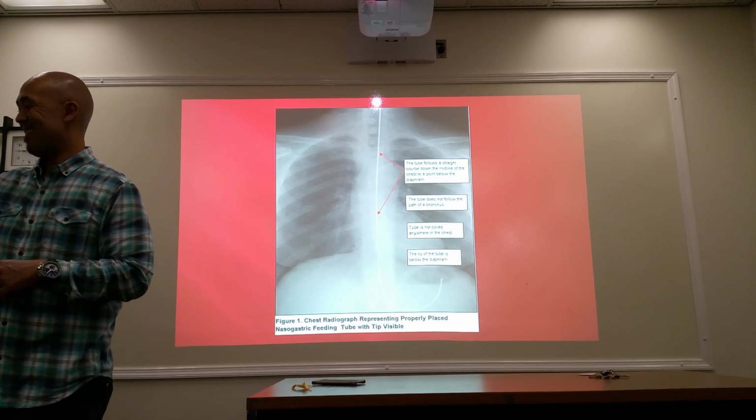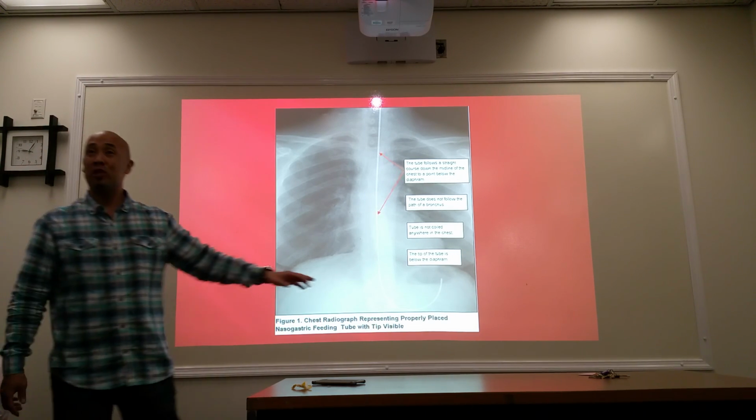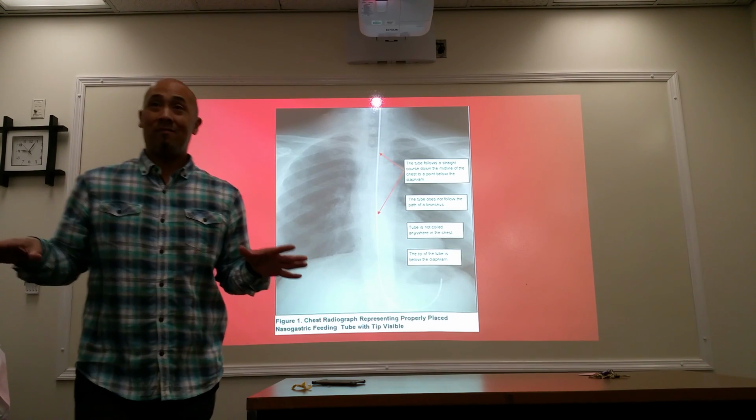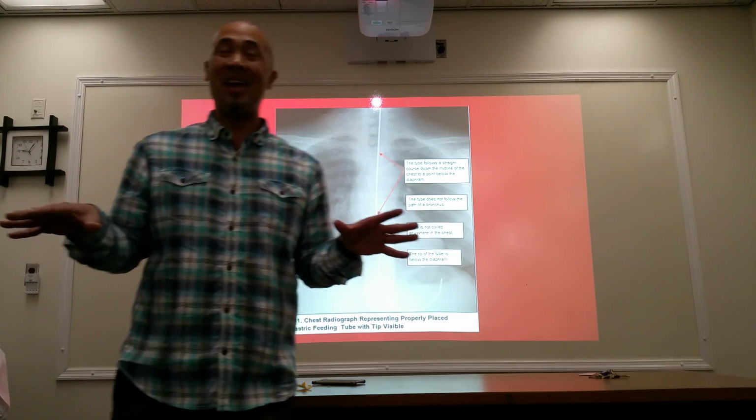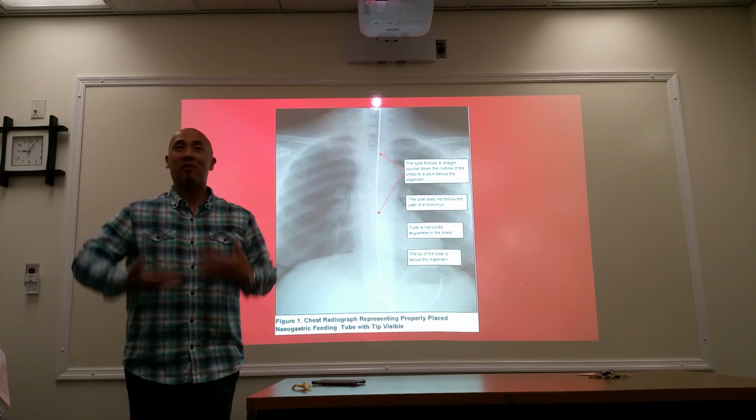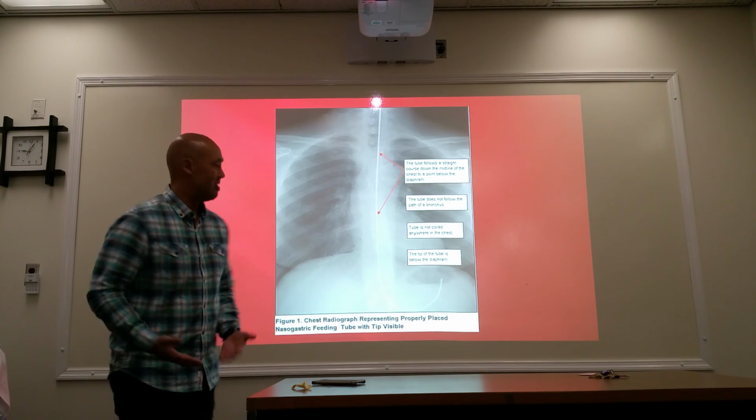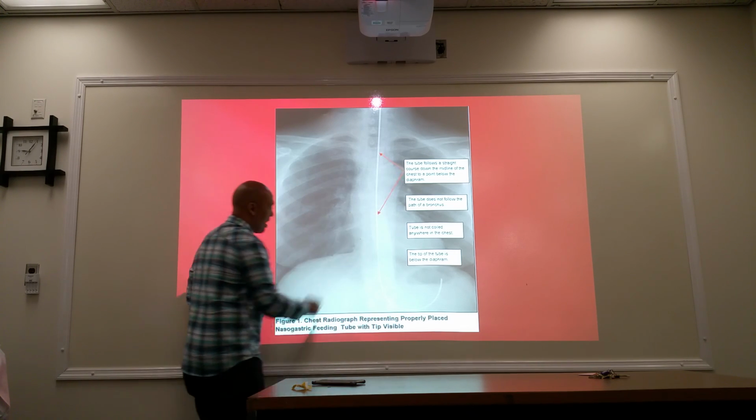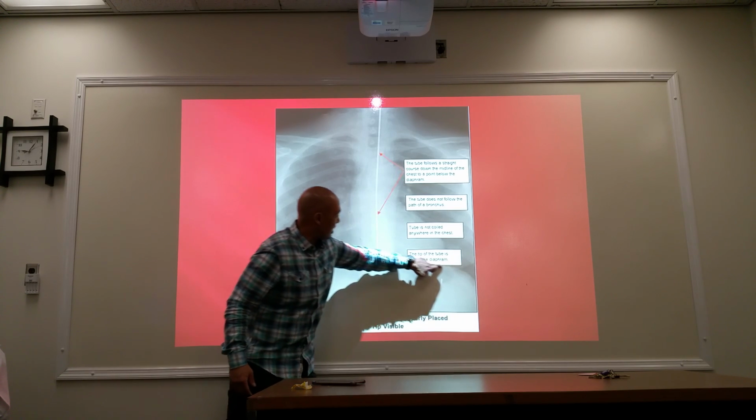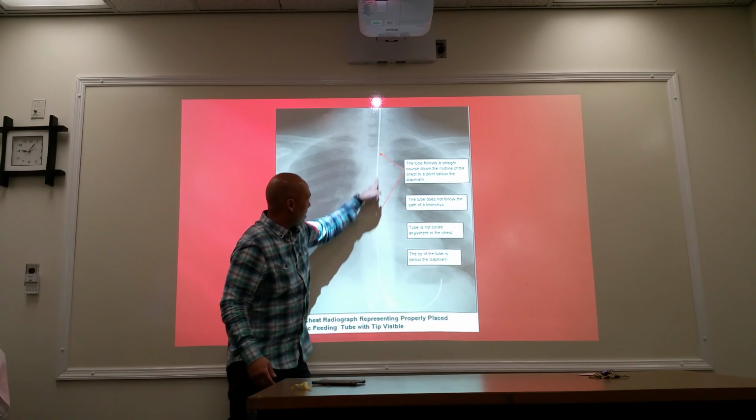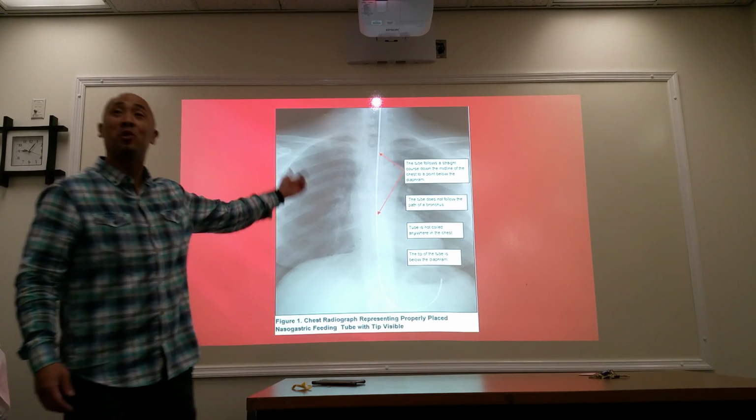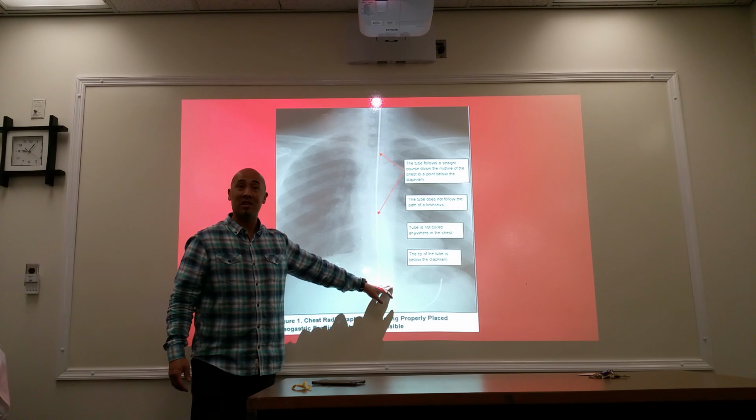X-ray? Anatomy? Yeah, X-ray, but anatomy. But when looking at this, how do we know? You know your diaphragm, right? Your diaphragm is a muscle that separates your thoracic cavity from your abdominal cavity. The bottom of the lungs is where the diaphragm is. So here's your diaphragm. Where is the tube going? Below the diaphragm. It's going past the diaphragm, so it's going into the abdominal cavity somewhere.